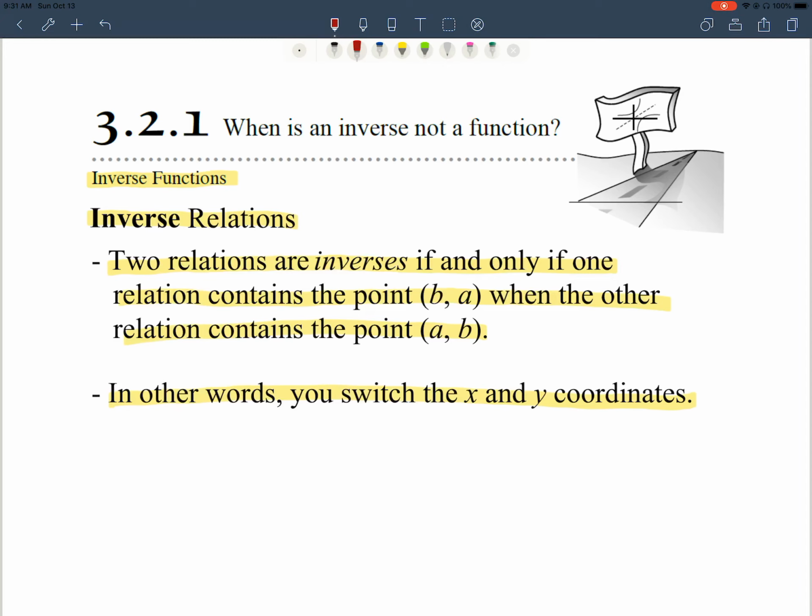So this part down here just means that we're switching the x and y coordinates. Say our function has the point, let's say here, (3, 2). Well, then the inverse of that function is going to contain the point (2, 3). So we were just switching the x and the y values.